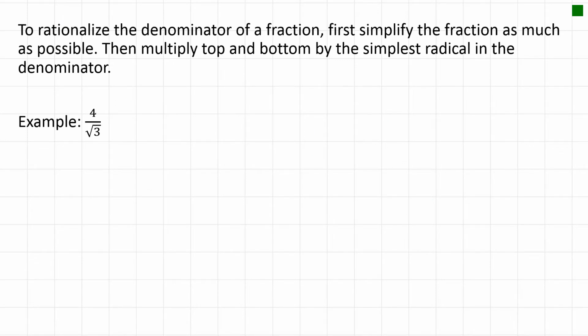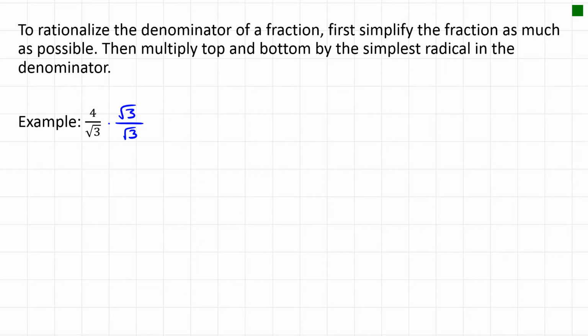So here's our general strategy. To rationalize the denominator of a fraction, first simplify the fraction as much as possible. It's going to make our lives easier. Then multiply the top and bottom by the simplest radical in the denominator. So our first example has no simplification that's necessary. So we're just going to go to that second step, multiply the top and bottom by the simplest radical in the denominator. That would be multiplying by the square root of 3.